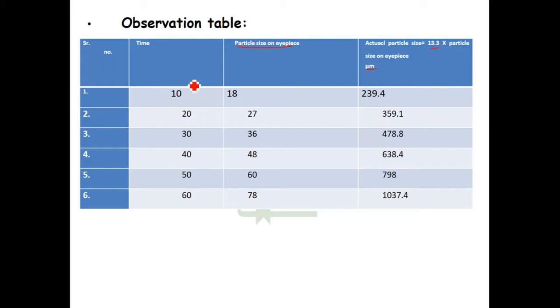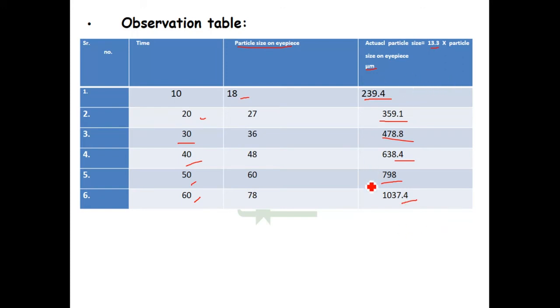At 10 minutes, the particle size on the eyepiece was 18 units, and hence the particle size is 239.4 micrometers. At 20 minutes, it was 359.1 micrometers. At 30 minutes, it was 478.8 micrometers. At 40 minutes, it was 638.4 micrometers. At 50 minutes, it was 798 micrometers, and at the completion of 1 hour, it was 1037.4 micrometers.